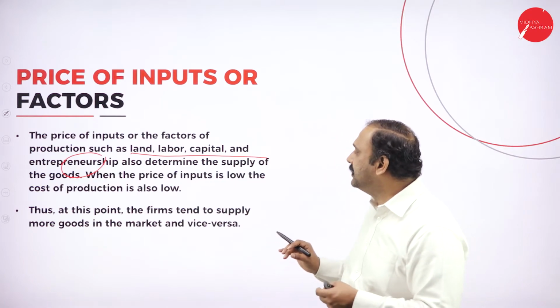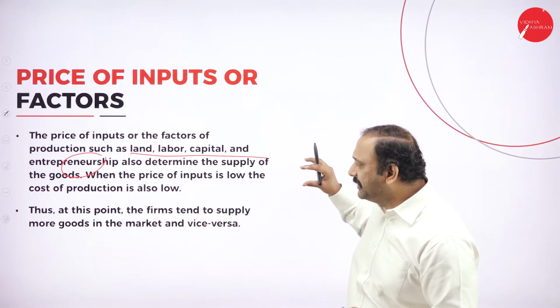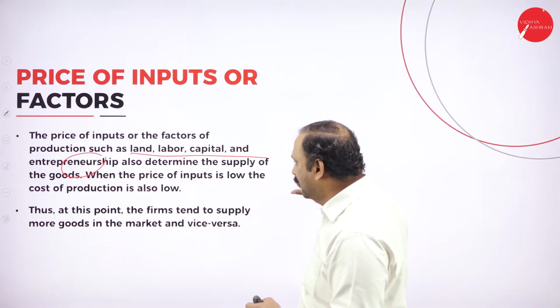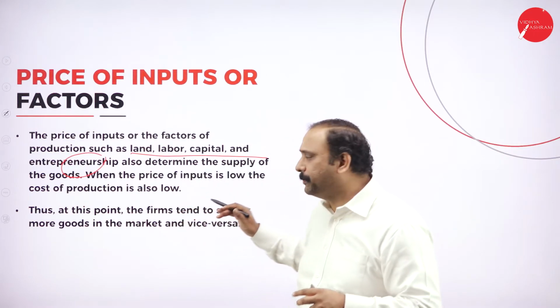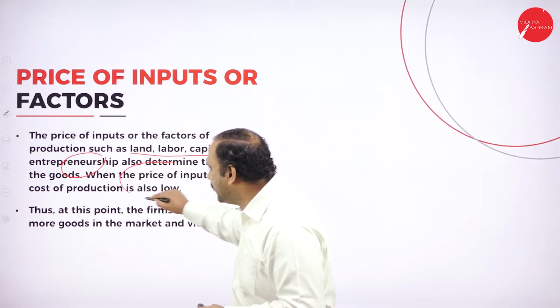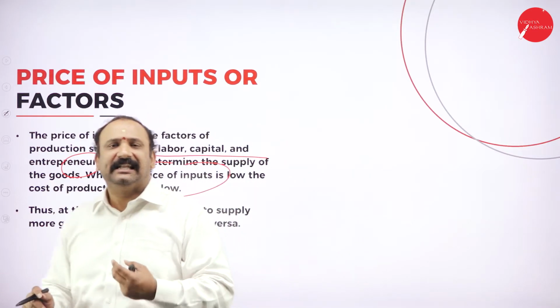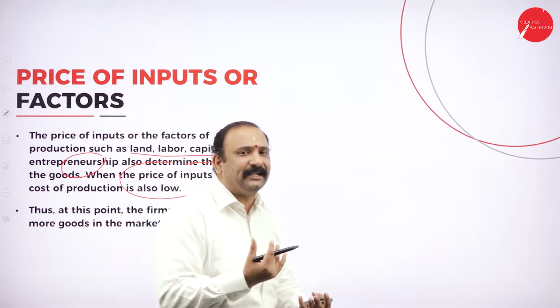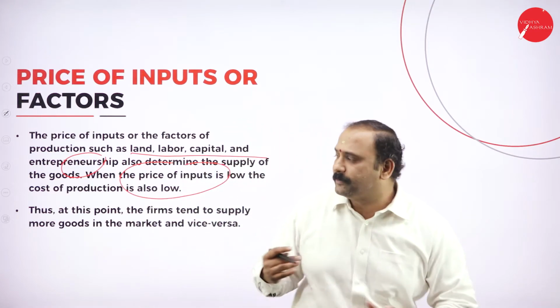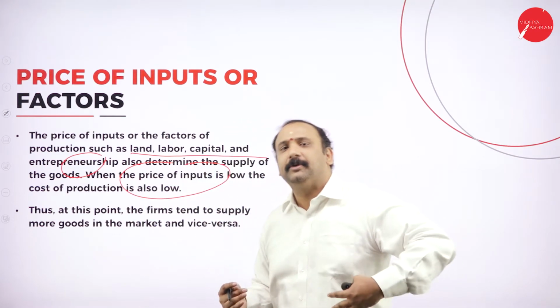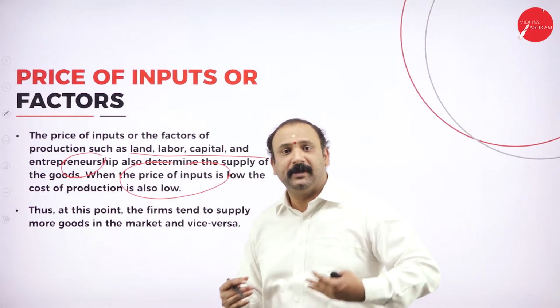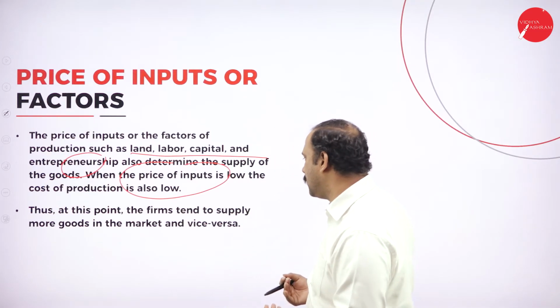So what is going to happen here is that when the price of inputs is low, the cost of production is also going to be low. When you are getting easy labor, easy land and inputs, automatically the price is also going to come down, and you would see that there is going to be a huge amount of impact, a huge growth process altogether.